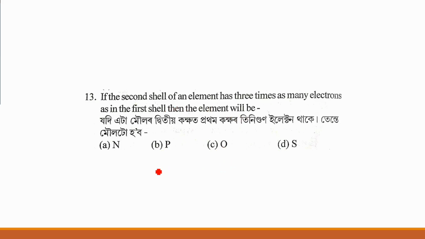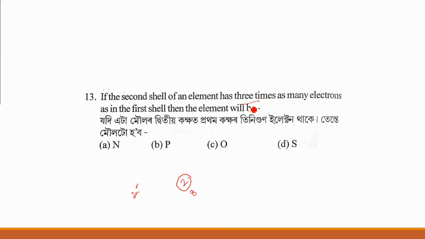We all know that the first shell can hold a maximum of 2 electrons, is it not? And the second shell can hold a maximum of 8 electrons as per the octet rule, 2n square. Here if n is the first shell, then it will be 2, and if n is the second shell, then it will be 2 into 4, that is 8. So the question is, if the second shell has 3 times as many electrons as the first shell, since our first shell can accommodate only 2 electrons, how many will the second shell have? It is 3 times, is it not?